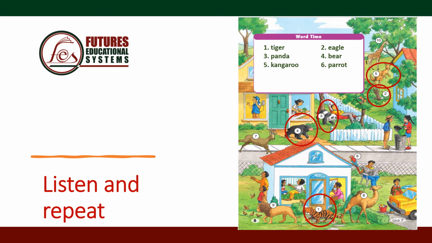Number 6, parrot. And you see the parrot, number 6? It's standing on top of the house. Number 7, deer. The deer is running by. Number 8, camel. Number 9, lion. And number 10 is the giraffe.